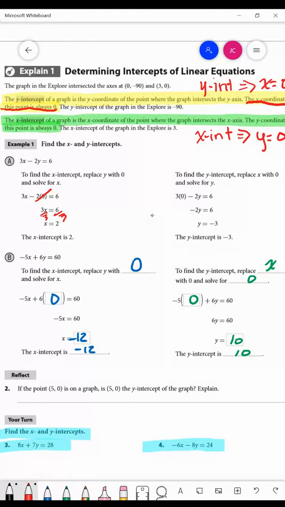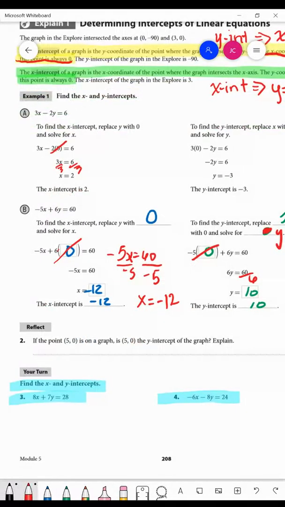We do the same thing on our problem here. We have negative 5x plus 6y. We place 0 in for y. Those cancel. And then we do negative 5x equals 60. Divide by negative 5, and x is negative 12. That's how that came about. On the other side, when we want the y-intercept, we replace x with 0. And we solve for y. So we take that away. 60 divided by 6 gives us 10.